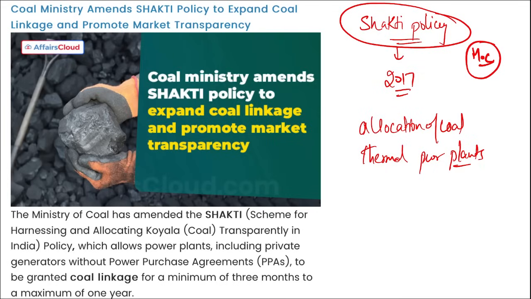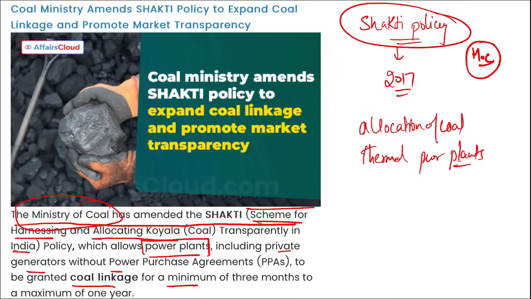And what is the full form of this Shakti policy? Scheme for Harnessing and Allocating Koila, that is coal, Transparently in India. I repeat, Scheme for Harnessing and Allocating Koila Transparently in India. This is your Shakti policy, and recently the Ministry of Coal has amended this policy. This will allow power plants including private generators without power purchase agreements to be granted coal linkage for a minimum of 3 months to a maximum of 1 year.